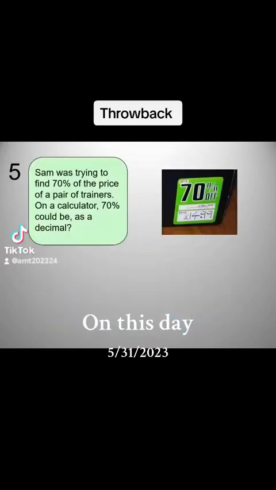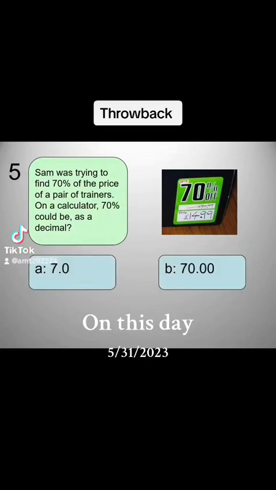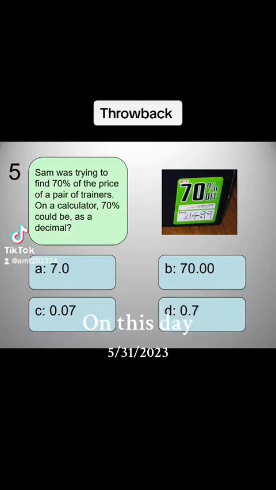Question number 5. Sam was trying to find 70% of the price of a pair of trainers. On a calculator, 70% could be entered as a decimal, is it A 7.0, B 70.0, C 0.07, or D 0.7? So for a percentage to a decimal, I would actually divide it by 100. So divided by 10, I get 7, so you knock off 1 zero. Divided by 10 again, and I get 0.7.